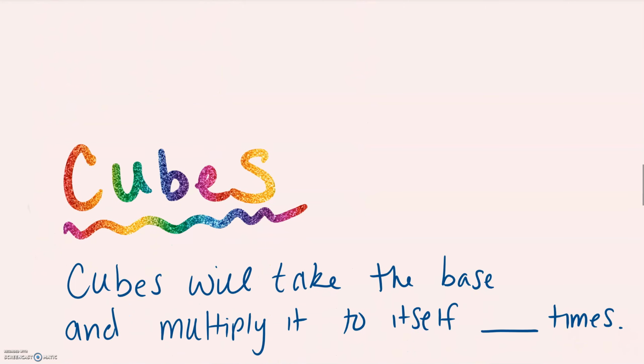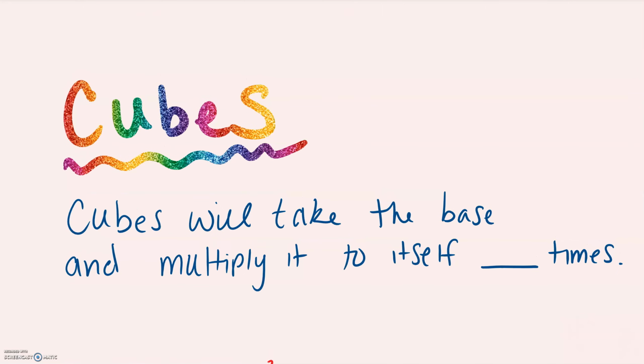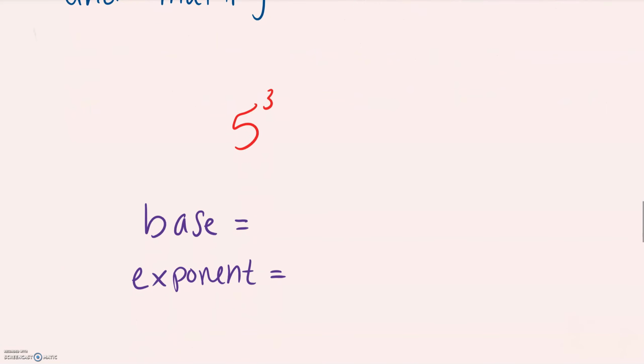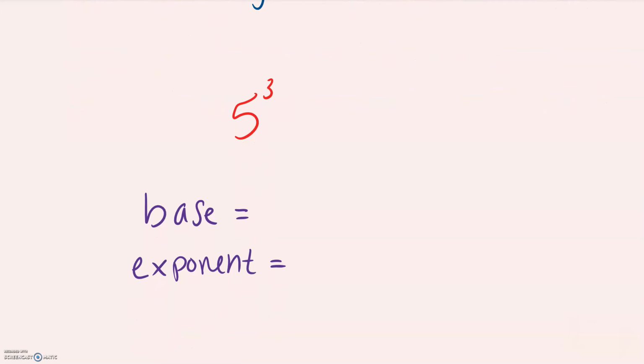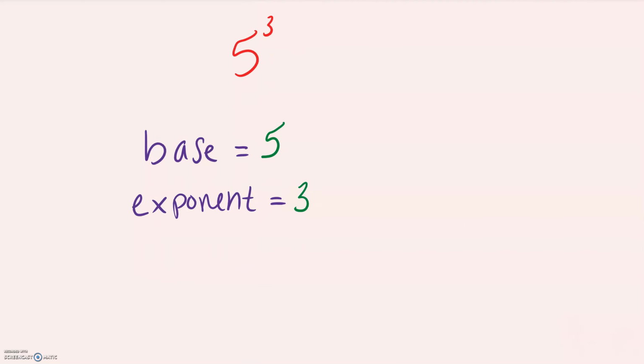All right, so now let's talk about cubes, right? Cube numbers. Remember that when we square something, when we take it to the power of 2, we're multiplying it by itself twice. So instead, with cubes, we're going to take the base and multiply it by itself 3 times, because a cube means 3. So if we have this 5 cubed, 5 to the third, the base for this one is 5. Our exponent is 3. You guys with me?